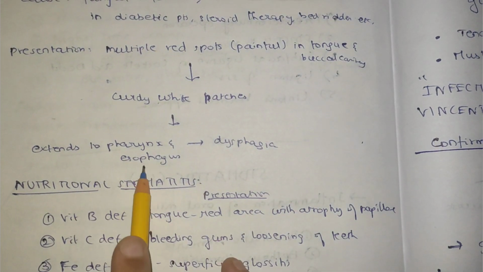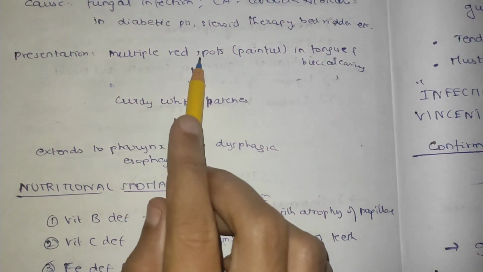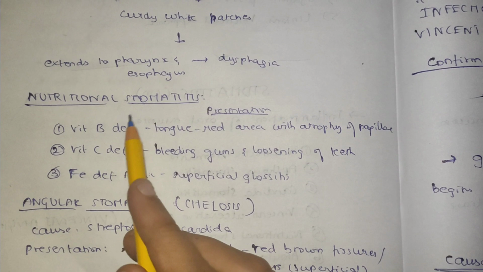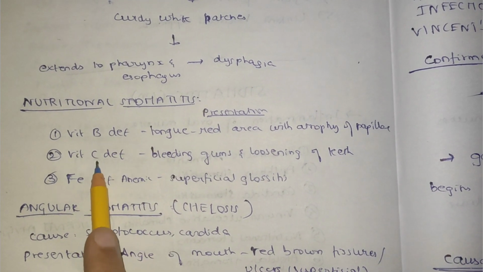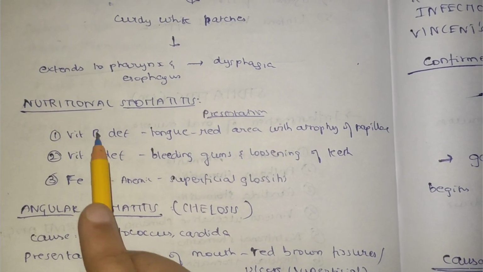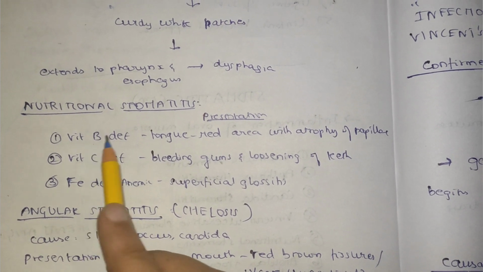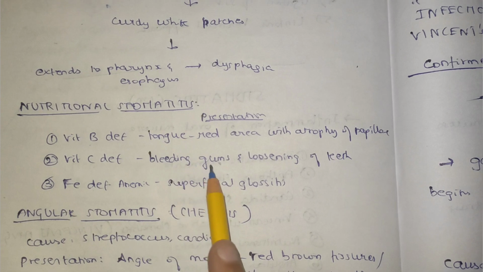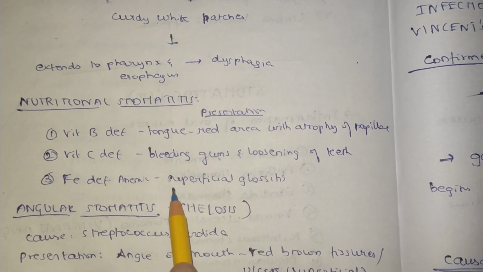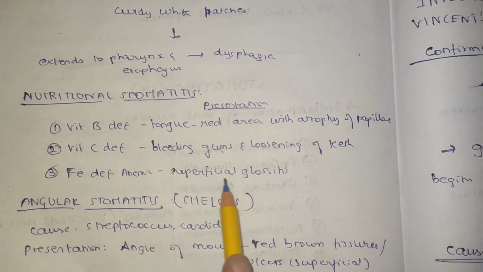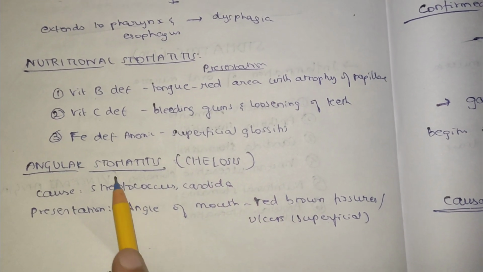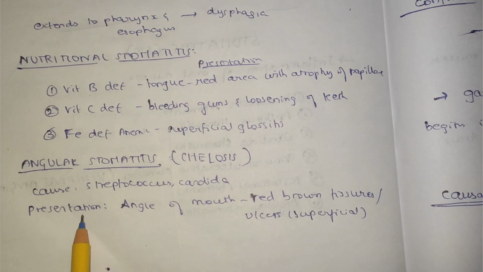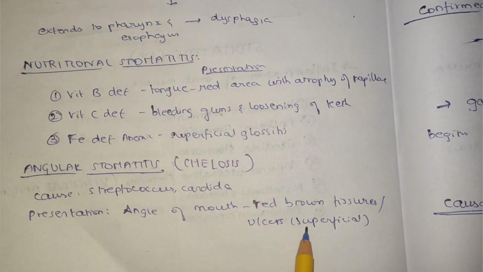It may spread to pharynx and esophagus, causes dysphagia, and these multiple red spots may further develop into curdy white patches. Next is the nutritional stomatitis, may be due to vitamin B deficiency, vitamin C deficiency, or iron deficiency anemia. If vitamin B deficiency, it presents as red areas with atrophy of papillae. In vitamin C deficiency, it presents as bleeding gums and loosening of teeth. And in iron deficiency anemia, it causes superficial glossitis. Next is the angular stomatitis. Cause is streptococcus and candida albicans. It presents as red-brown fissures or ulcers, which is superficial.